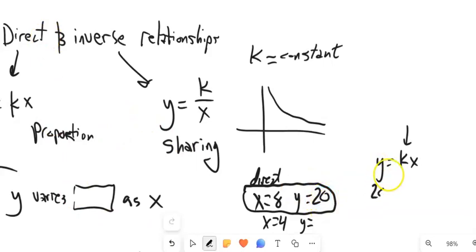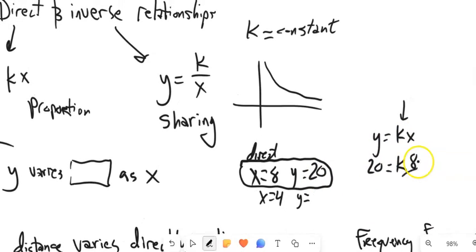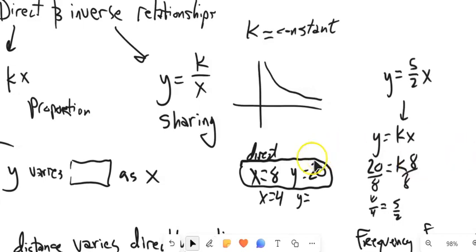When y is 20, x is 8. So let's divide both sides by 8. So 20 eighths, that's 10 fourths, which is 5 halves. You might say 2.5, but it is 5 halves. So my model then would be y equals 5 halves times x. So for this direct relationship, my constant of proportionality is 5 halves. In other words, if I know x, I multiply it by 5 halves and I get y. See how that's a proportionate relationship.